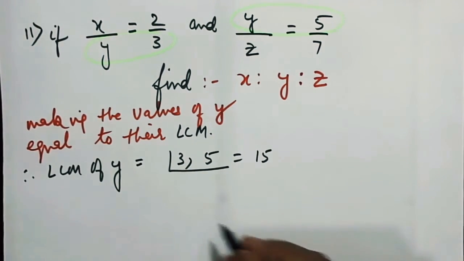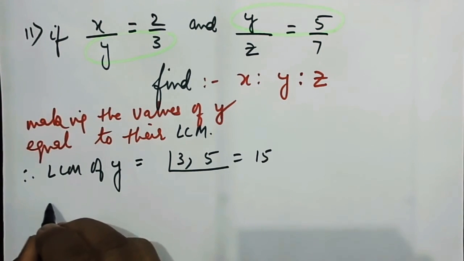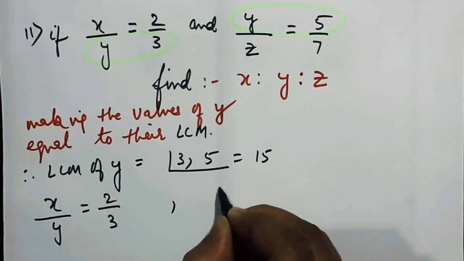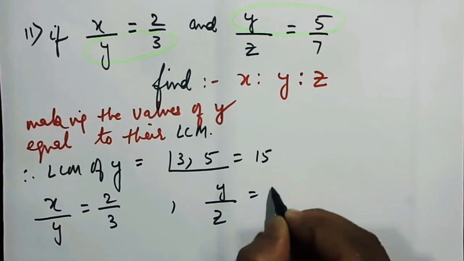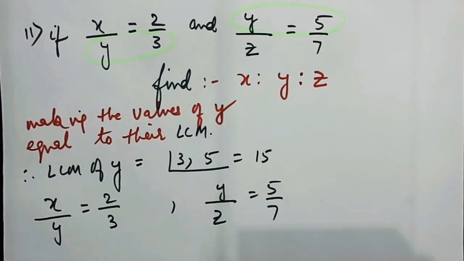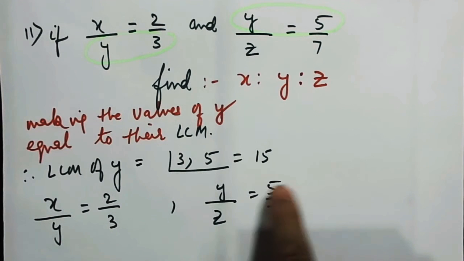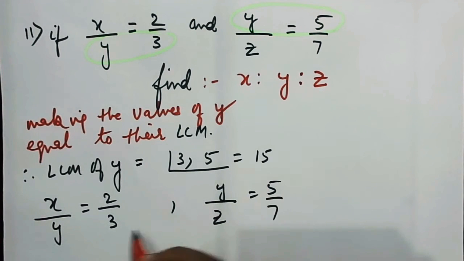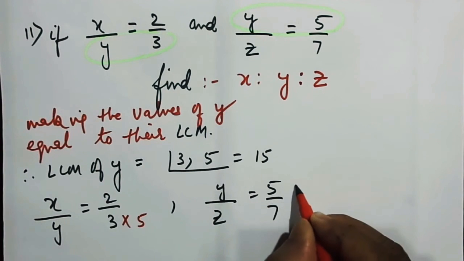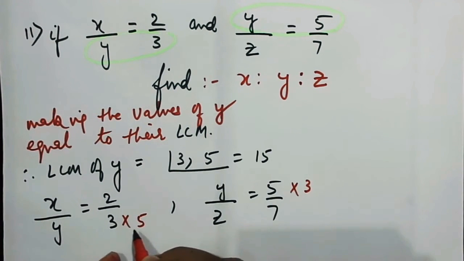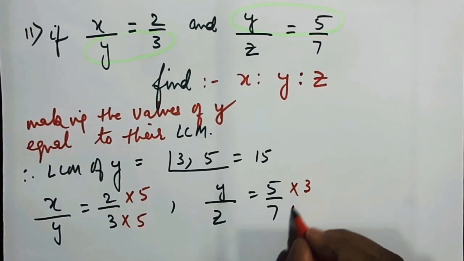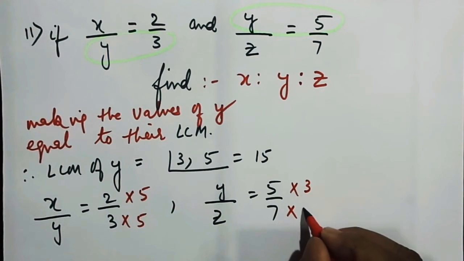Again, they are co-prime numbers. Now I have to make x by y, which is equal to 2 by 3, and y by z, equal to 5 by 7, equal in such a way that the values of y become equal. So I want to make the value of y as 15, so I will multiply this with 5. Similarly, here I will multiply with 3. Now since I multiplied y with 5, I need to multiply x with 5 also, and z with 3.